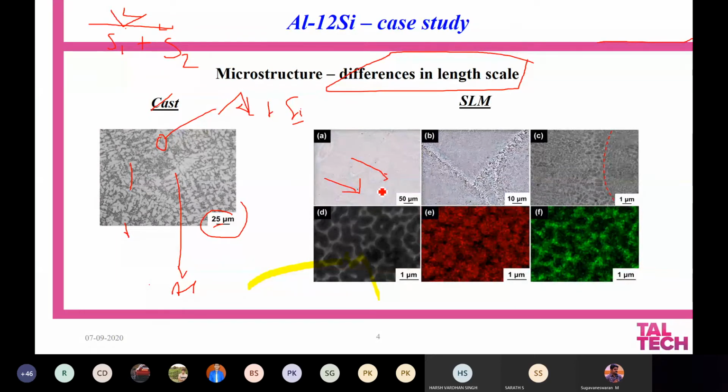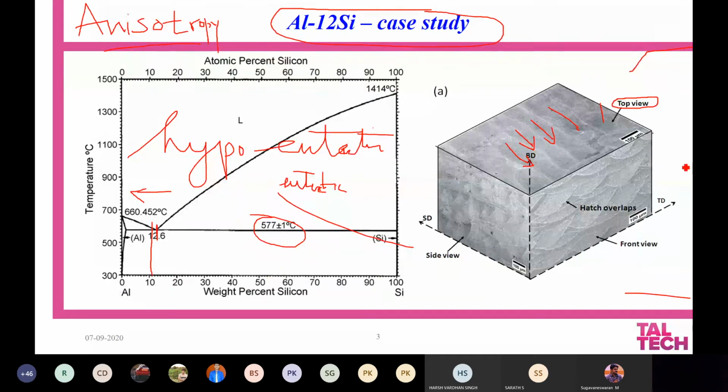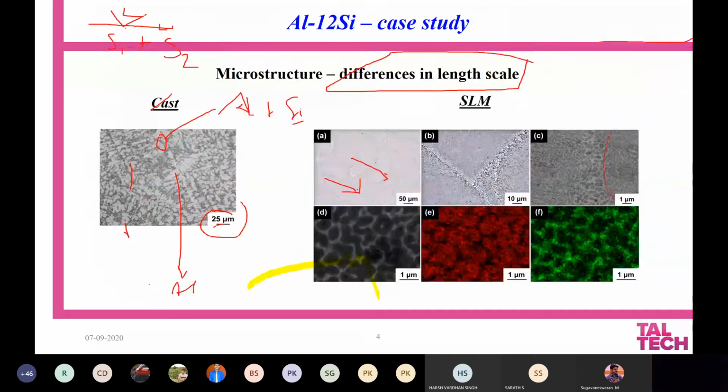This is very similar to the figure which you have seen here, where you have the laser melting. So this is the top surface of the material, and you zoom in further. You take a boundary here.